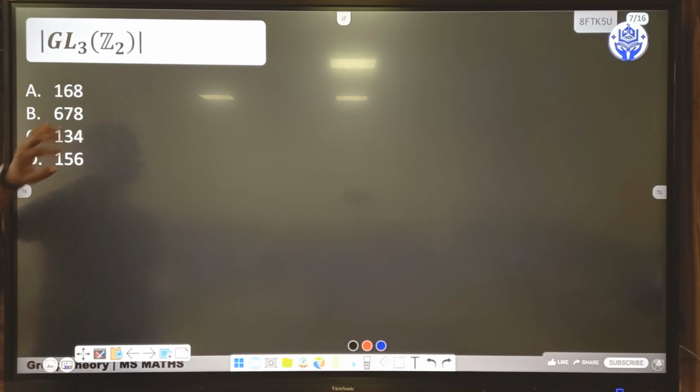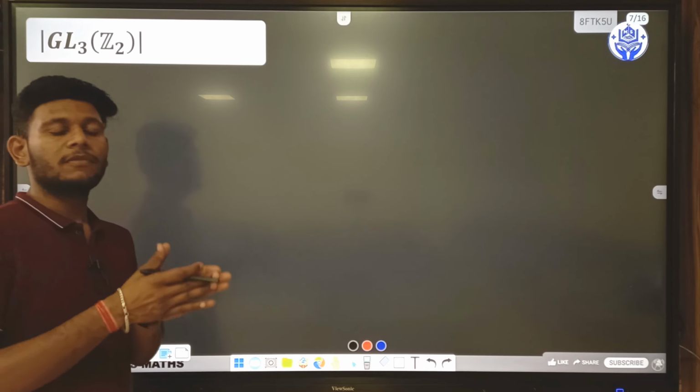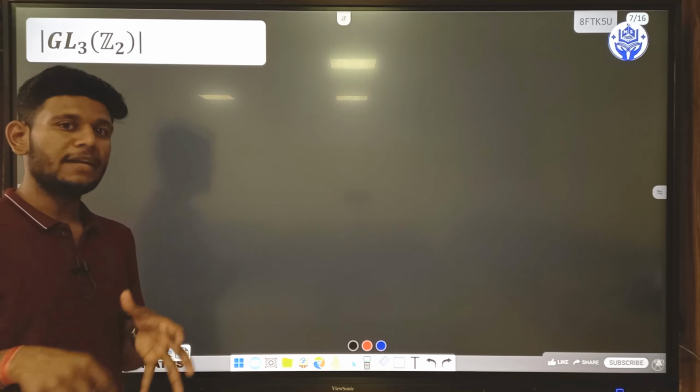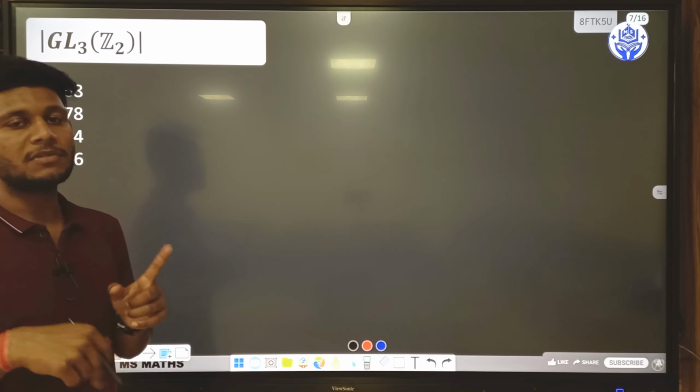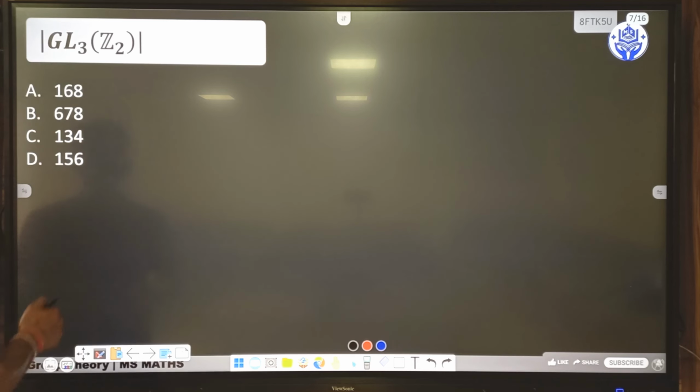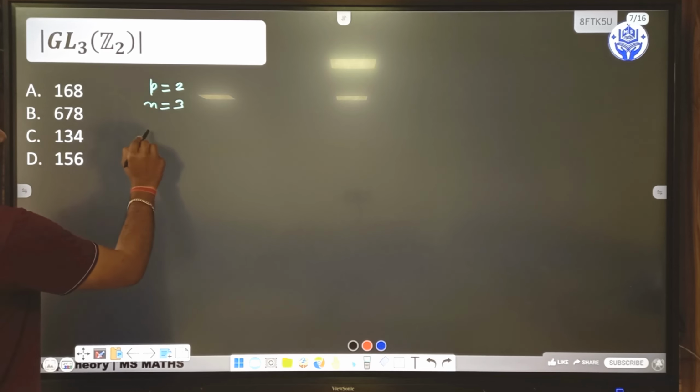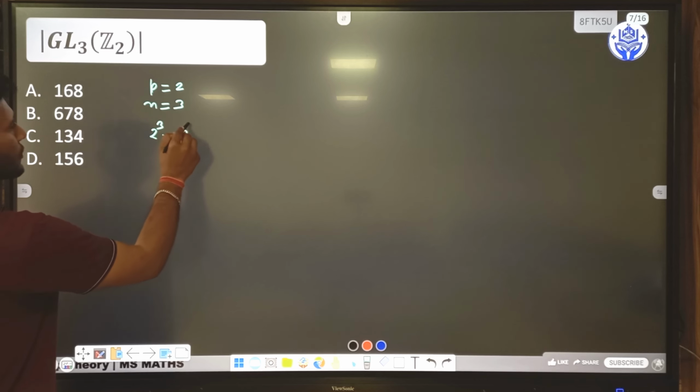Now what is the cardinality of GL of 3 with 2, the general linear group? It means how many elements are in this set, or how many matrices of 3 cross 3 whose entries are 0 and 1 only, and whose determinant is non-zero. This is the definition. So first of all, here p is 2, and n is 3. So it is 2 power 3 minus 2.